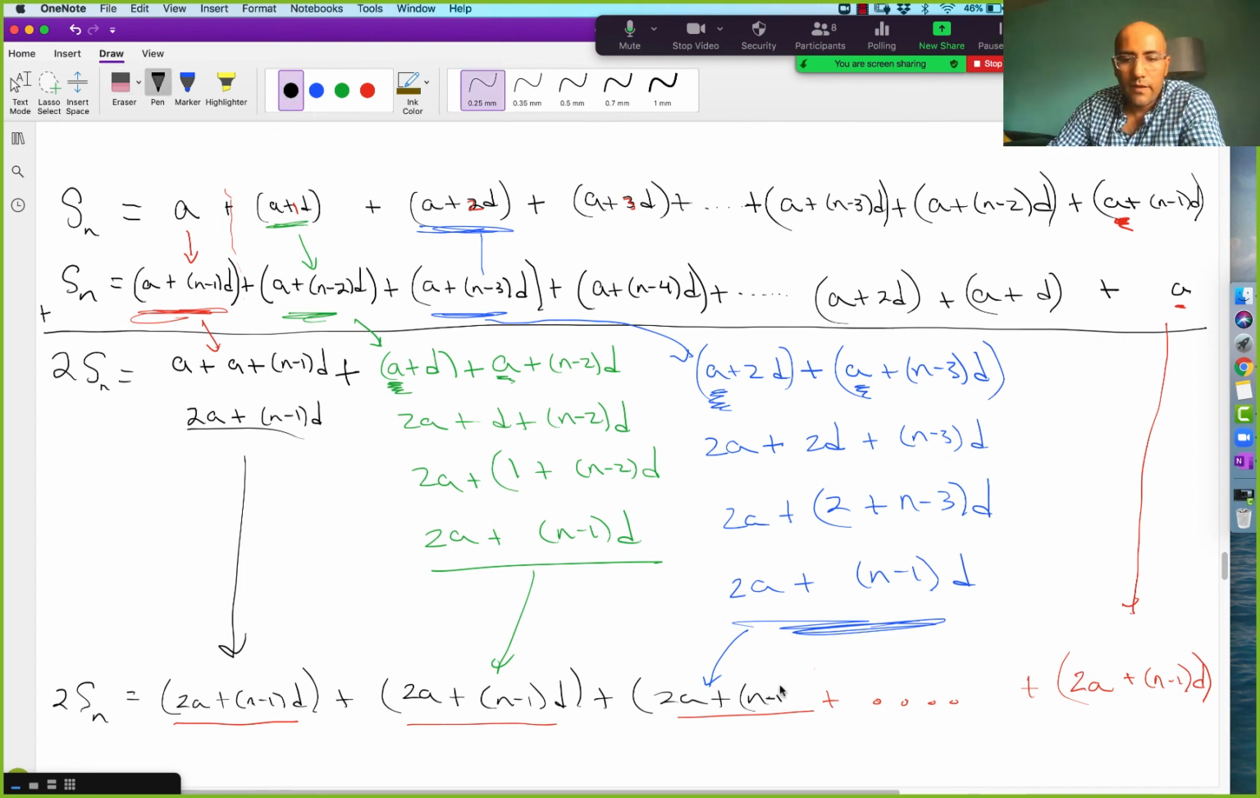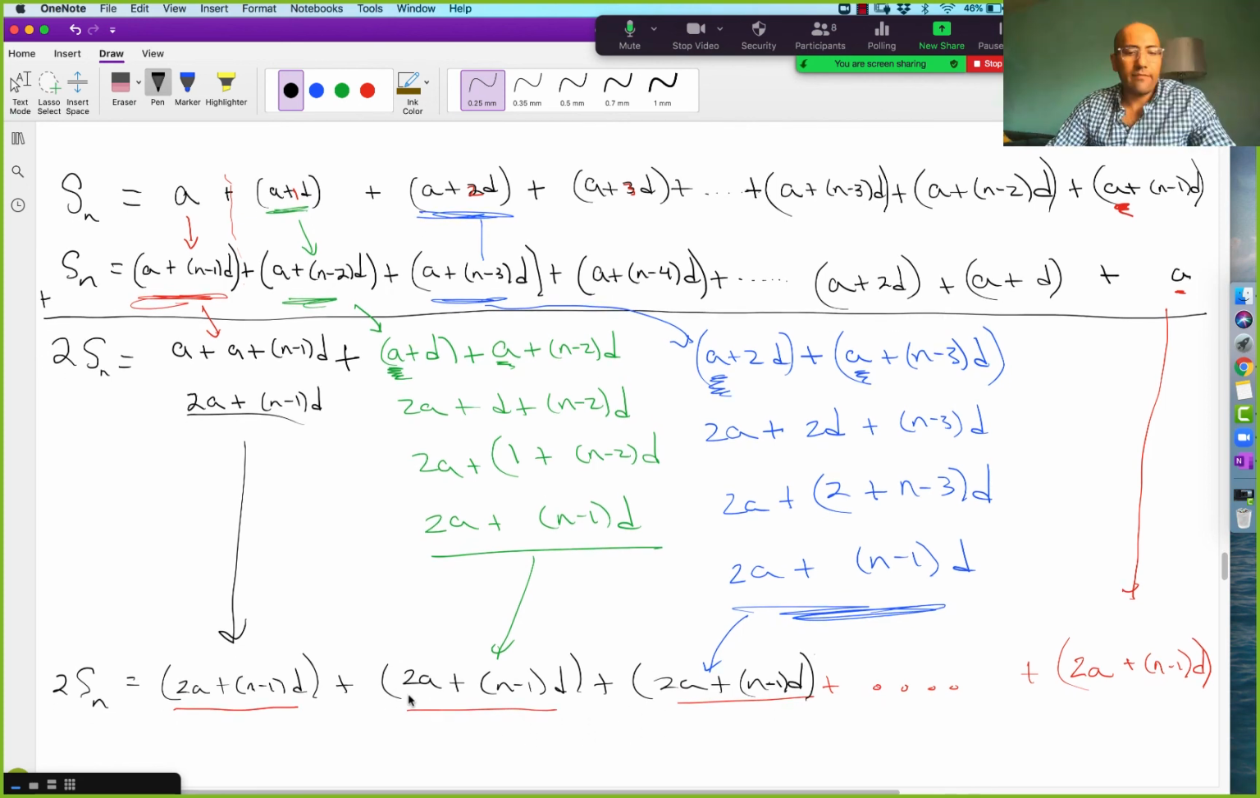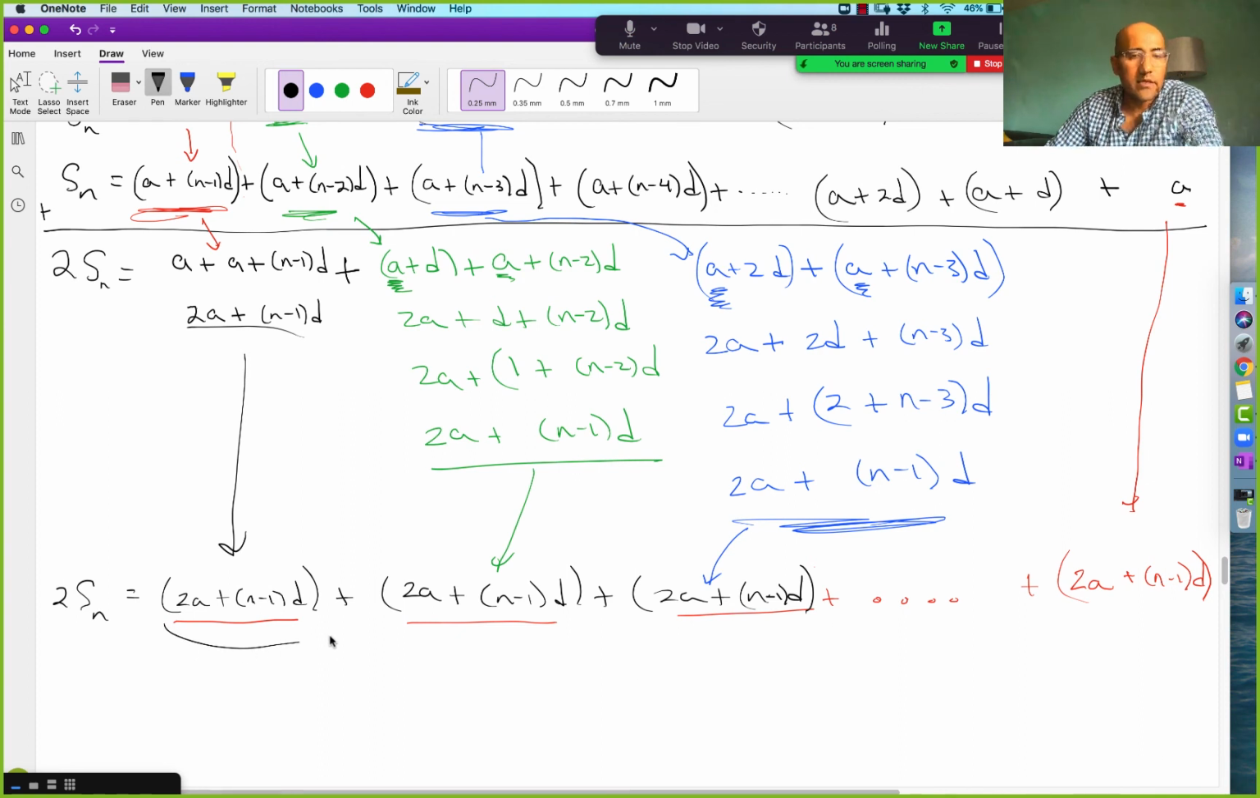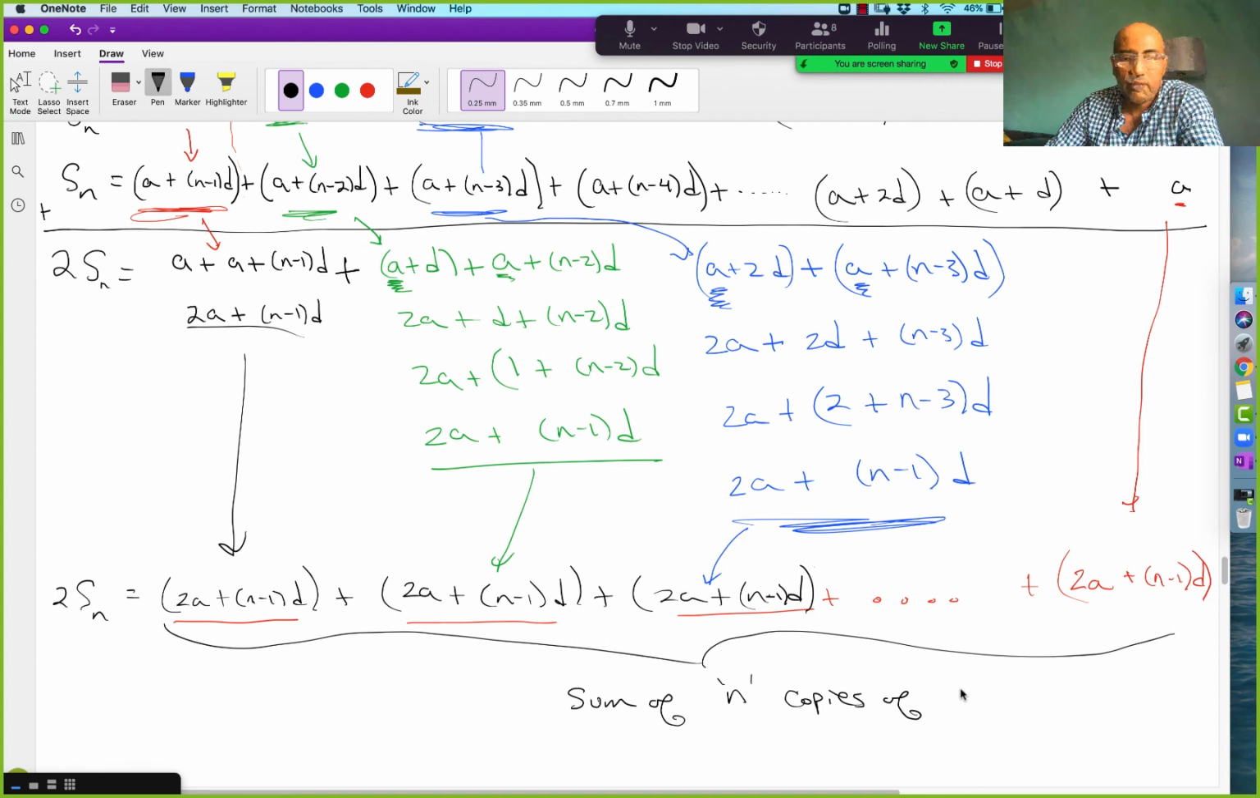N minus 1d. Okay, and so we have n copies of this. It's a sum of n copies of 2a plus n minus 1d. So twice S sub n is equal to n times 2a plus n minus 1 d.